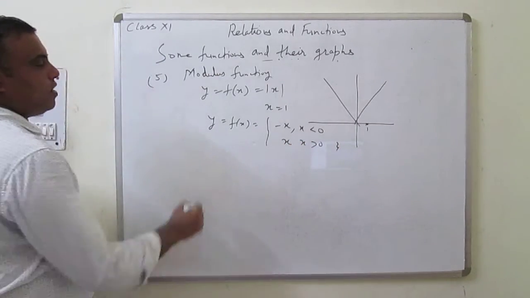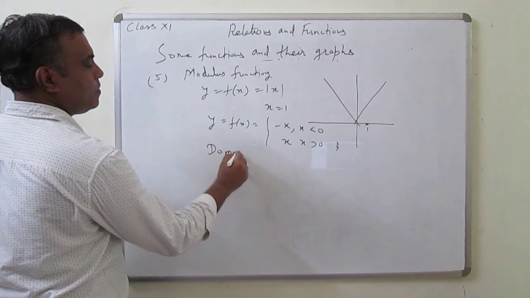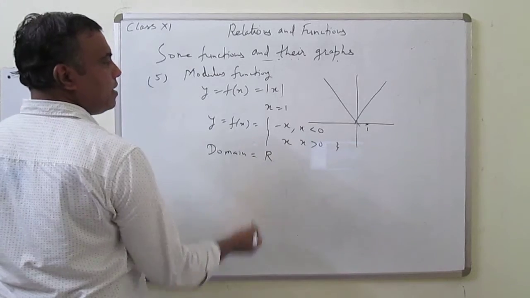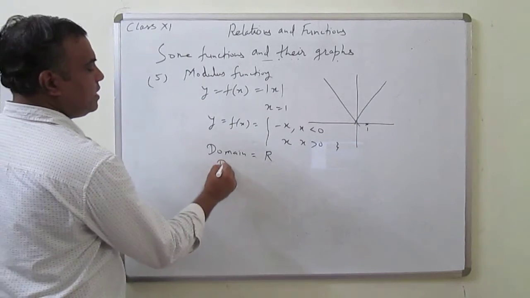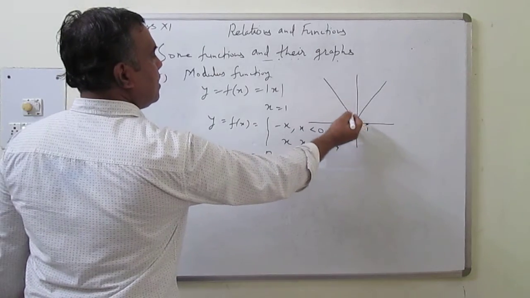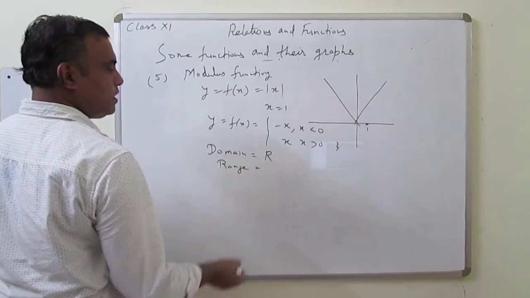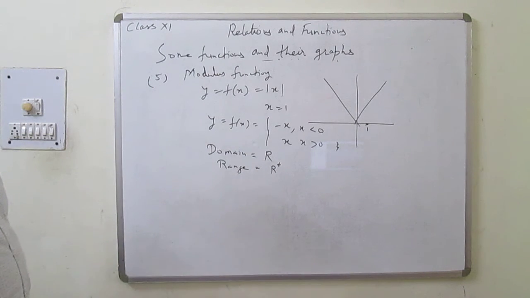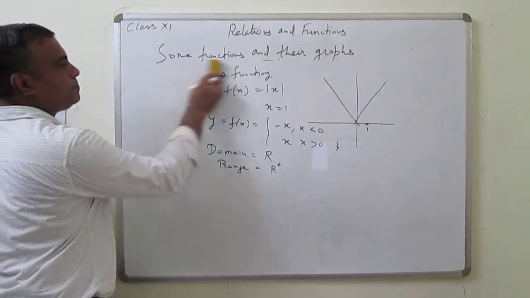So what is the domain? Domain is any real number. What is the range? If you take minus 1, what do you get? Range is always positive real numbers. Now I will take the graph of the signum function.